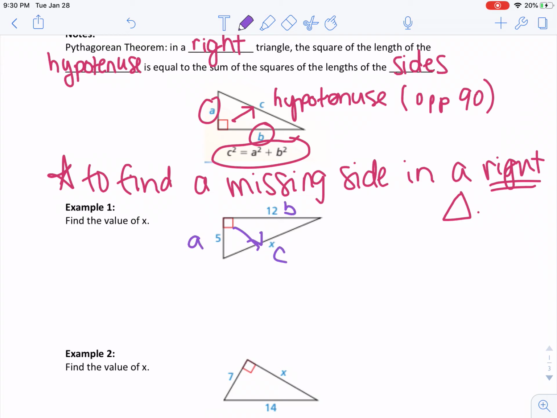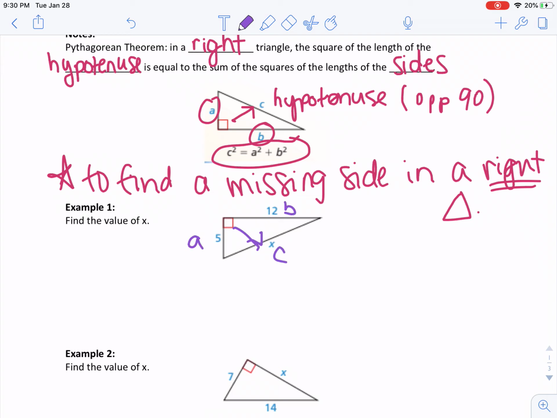Okay? So this kind of looks like the equations I did with you yesterday on that solving equations sheet. 5 squared is 25, so when you get to this point, you're going to want to go ahead and square these. 12 squared is 144, and then it equals c squared. I'm going to add 25 and 144.